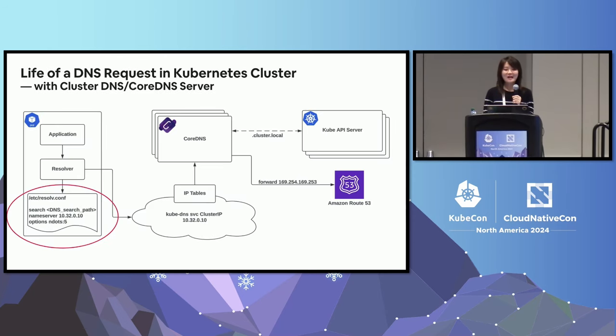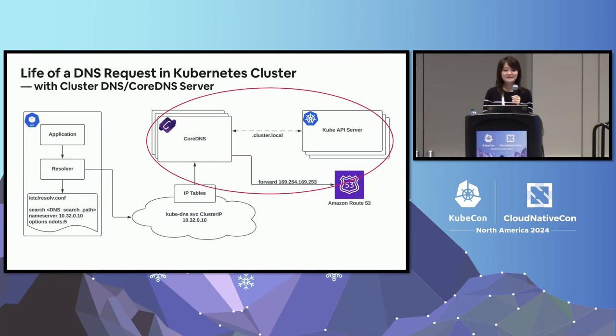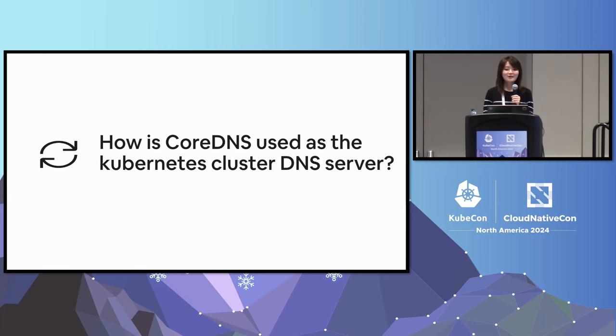Now everyone should have a decent understanding of pod DNS configurations. In the DNS request lifecycle, we talked about how CoreDNS can be used as a cluster DNS server to resolve Kubernetes-defined service and pod DNS. Let's have a deeper look at this part. How is CoreDNS used as a Kubernetes cluster DNS server?